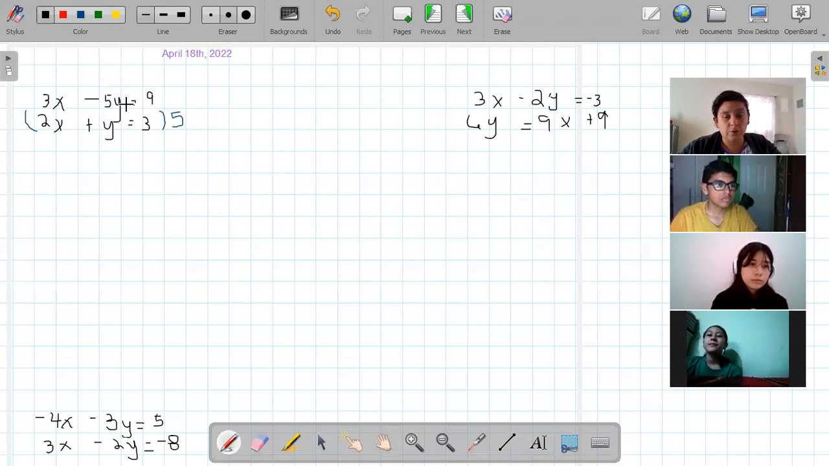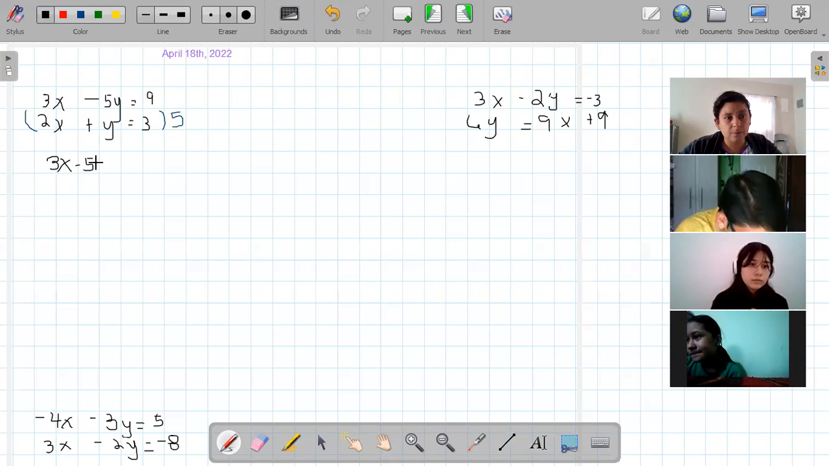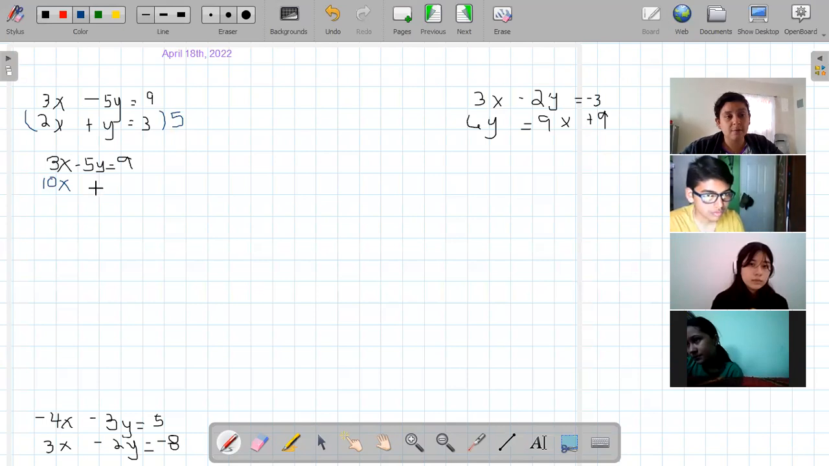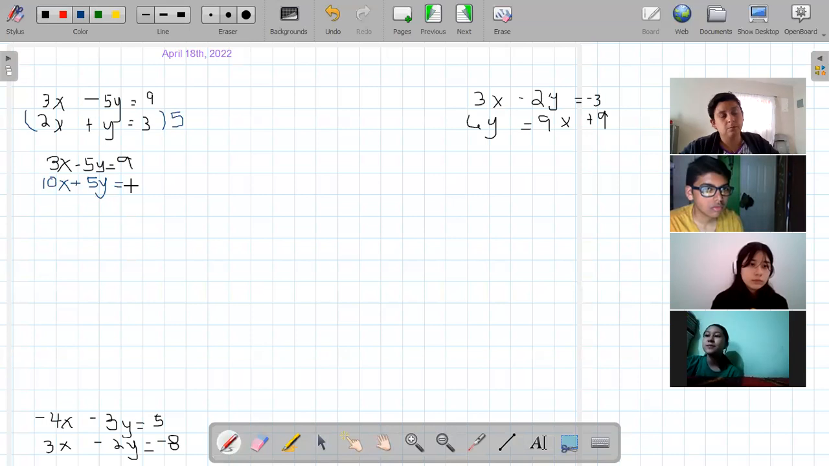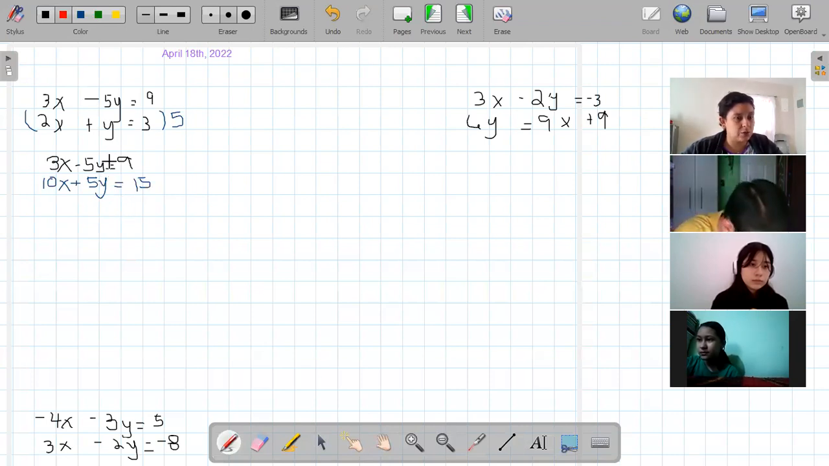So what am I going to do? I'm going to copy the first equation, because I'm multiplying nothing to that equation: 3x minus 5y equals 9. And I'm going to simplify and multiply with the distributive property the other one. 2x times 5, 10x. Y times 5, positive 5y. Positive 5y equals 3 times 5, 15. As you can see, I have exactly the same variable with exactly the same coefficient, but with different signs. So I'm going to cancel that out.